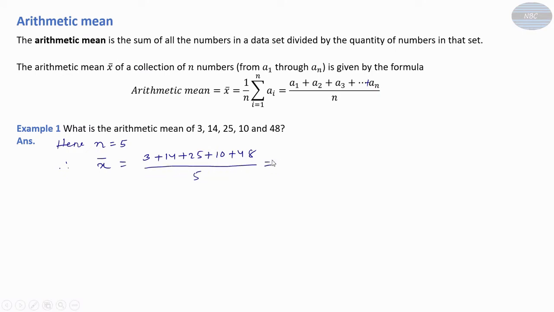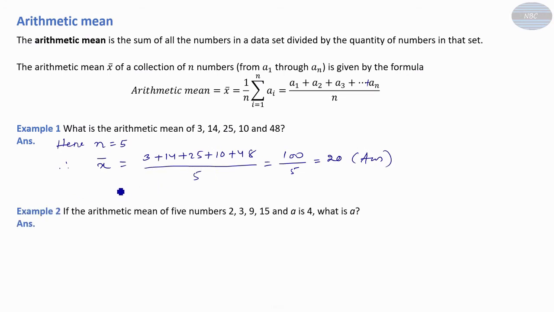Now we'll find the sum of all the numbers: 3 plus 14 plus 25 plus 10 plus 48 is nothing but 100. Now divided by 5, this is nothing but 20. So this is the answer we got here. Okay, now come to the next example.